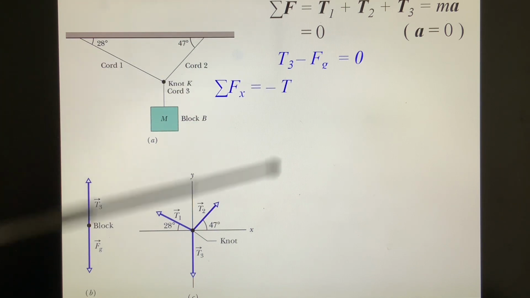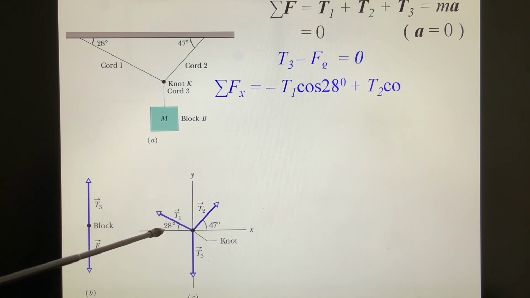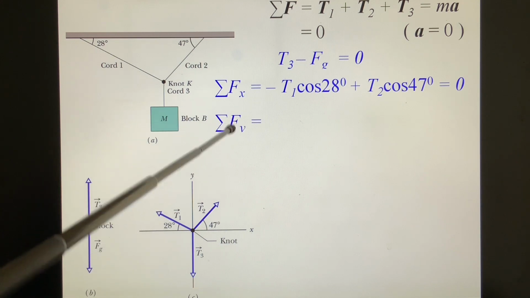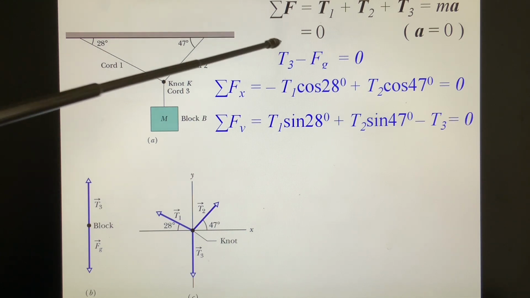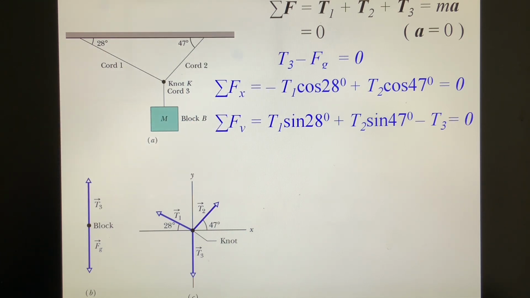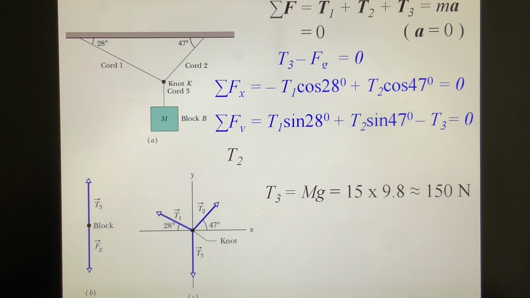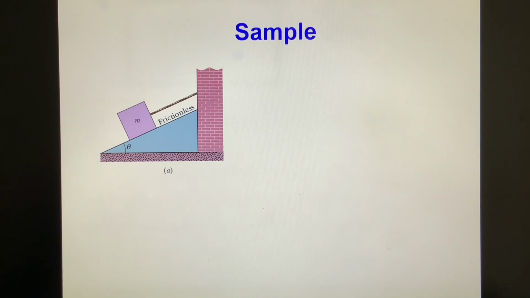Sigma Fx: minus T1 cosine 28 plus T2 sine 47 equals 0. Sigma Fy equals 0: T1 sine 28 degrees plus T2 sine 47 degrees minus T3 equals 0. You see we have three equations and three unknowns, T1, T2, T3. That's it, I get the answer very quickly.